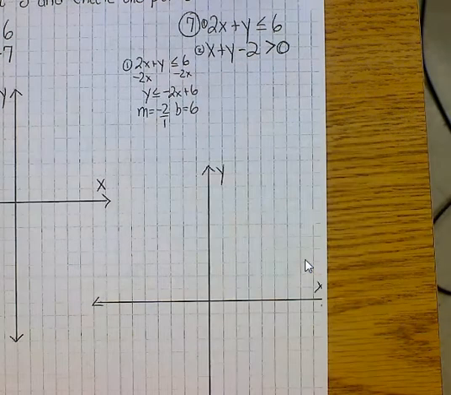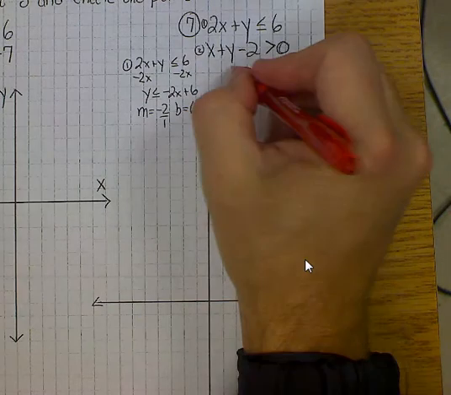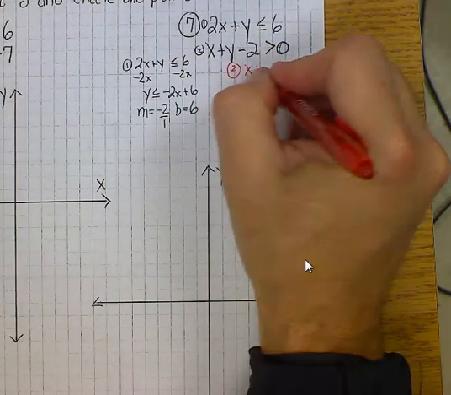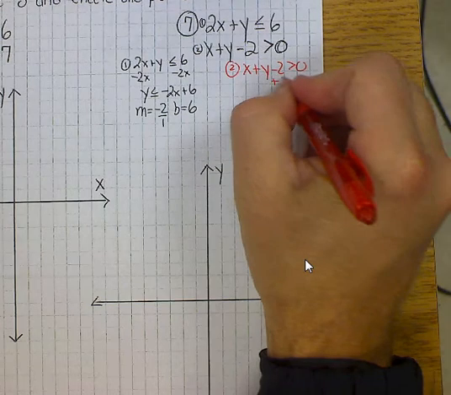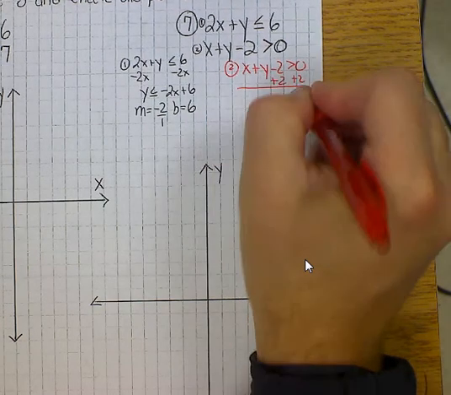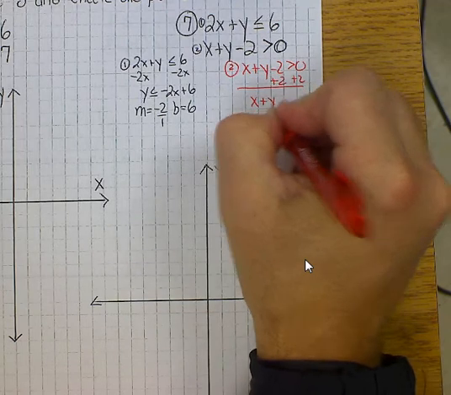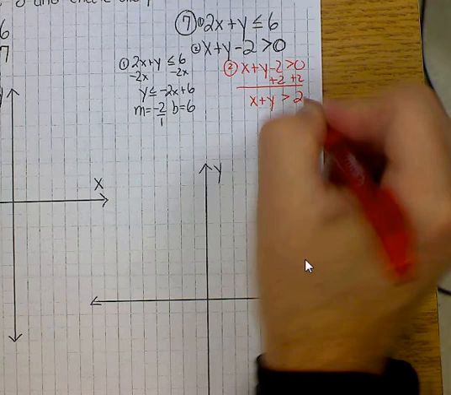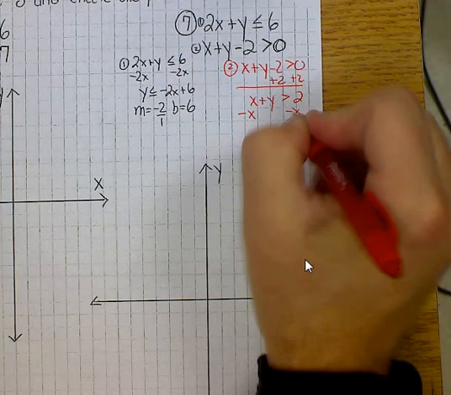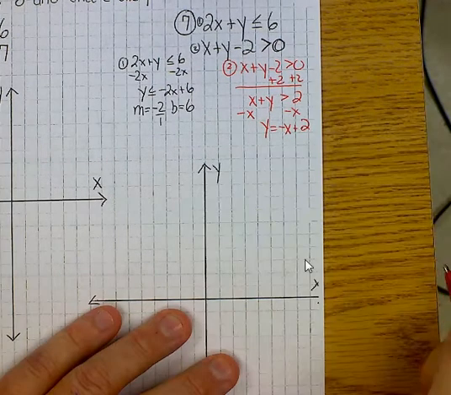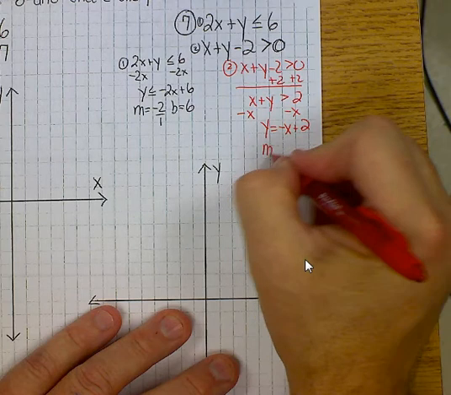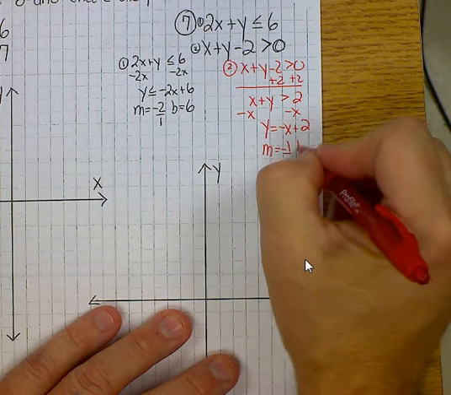The other line I'll do in red. Equation number 2, I get x plus y minus 2 is greater than 0. All right, so I'm going to add 2. That gets me x plus y is greater than 2. I'm going to subtract x. Y is greater than negative x plus 2. My slope is negative 1 over 1, and my y-intercept is 2.